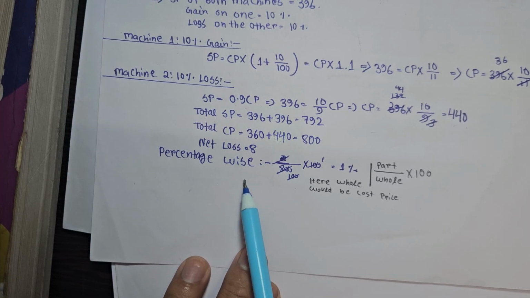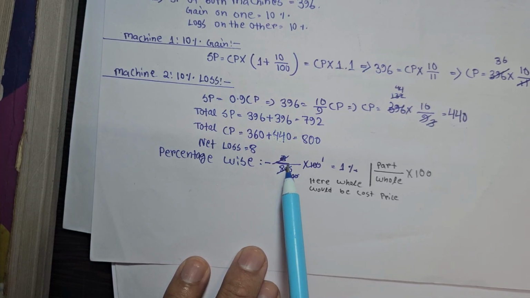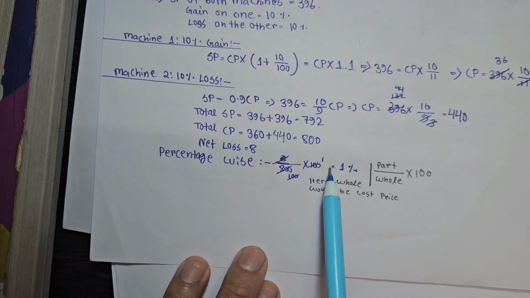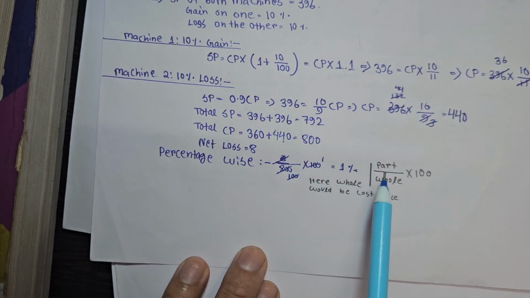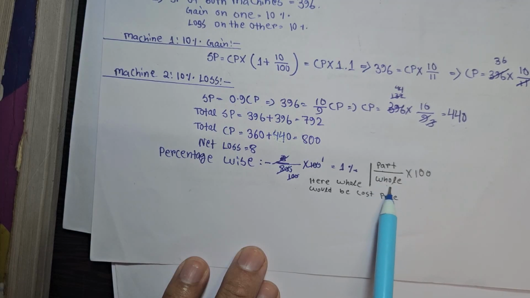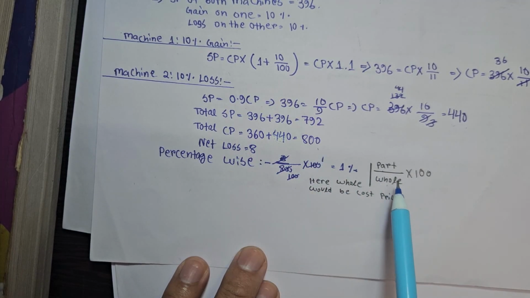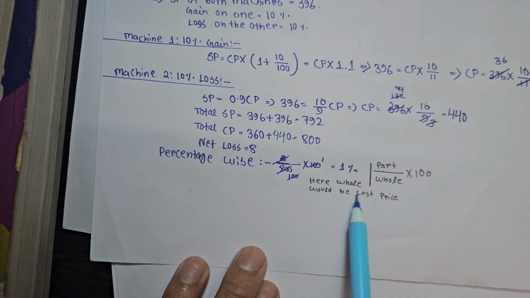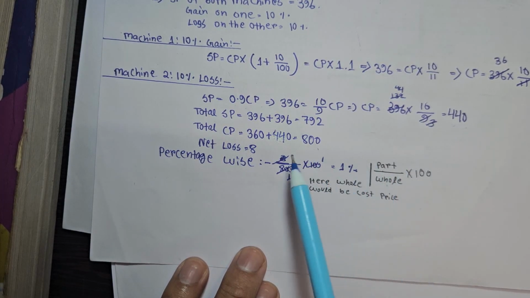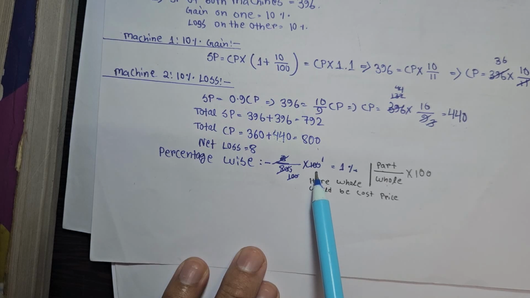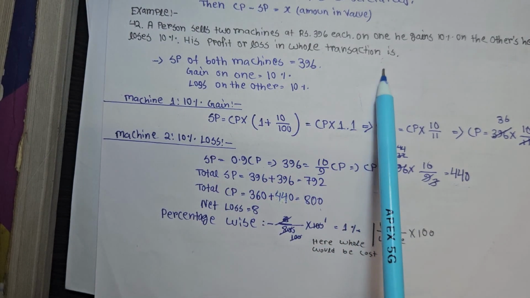So if we calculate percentage-wise, it would be 8 by 800 times 100, which is 1%, right? Because it would be part by whole, and the whole is the total cost price. I have also written that. So part by whole into 100: 8 by 800 multiplied by 100 is 1%. So the answer would be 1%.